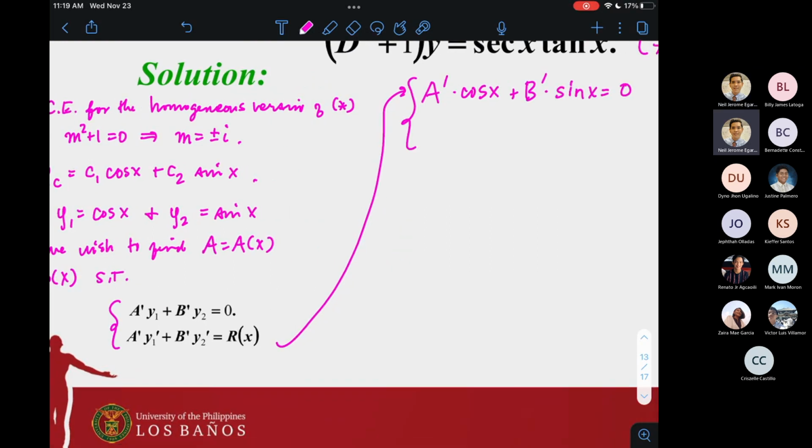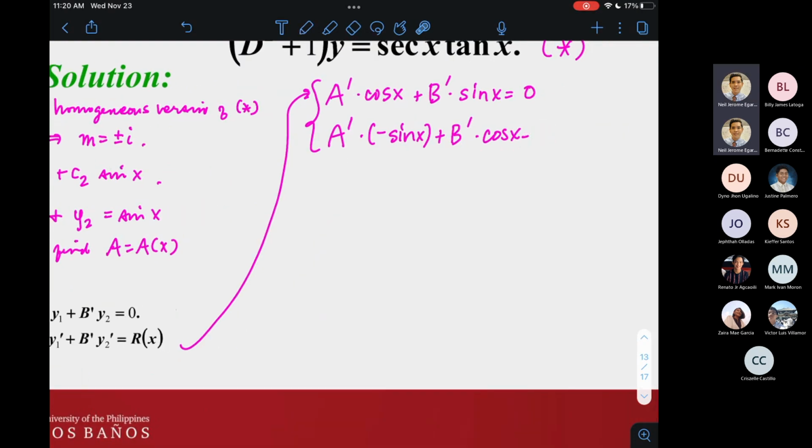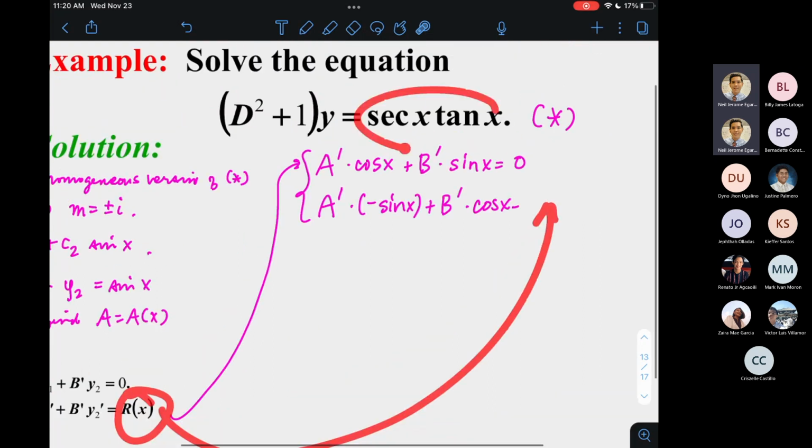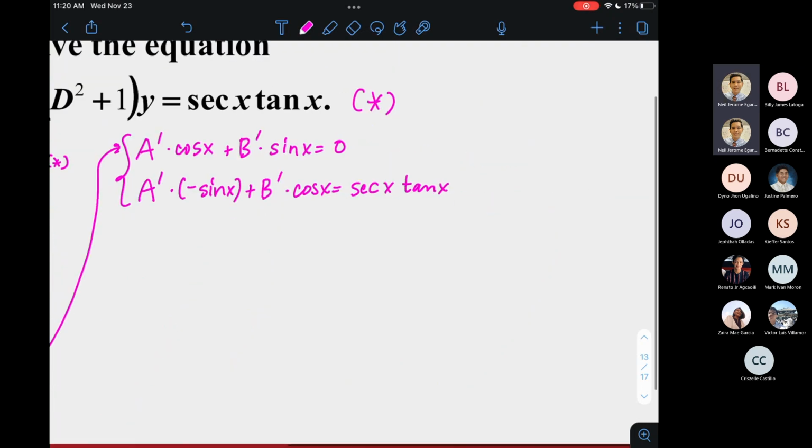equals 0. And then I'll have A prime times y sub 1 prime. My y sub 1 is cosine x, so this will have negative sine x plus B prime times y sub 2 prime. My y sub 2 is sine x, so this would be cosine x equals... sorry, not 0, but equal to r of x. Our r of x is secant x tangent x. So ito ay equals secant x tangent x. Ito yung system of equation na gusto nating i-solve.